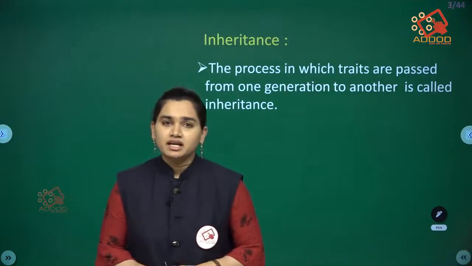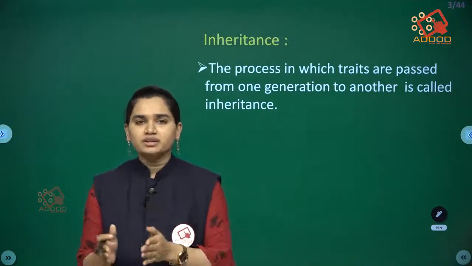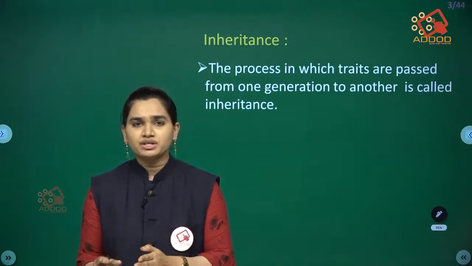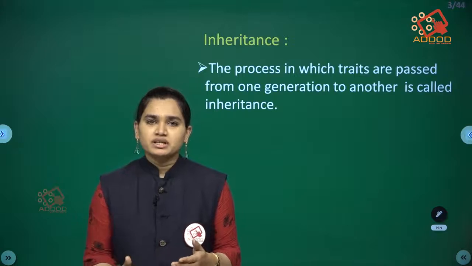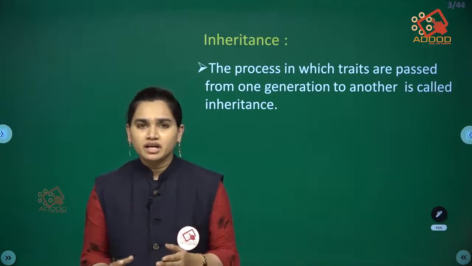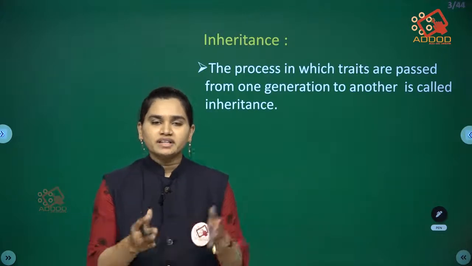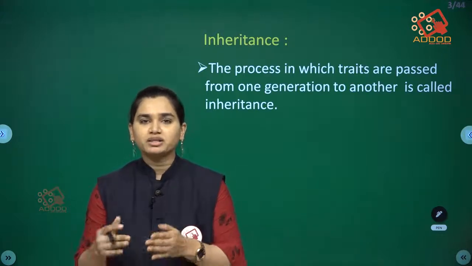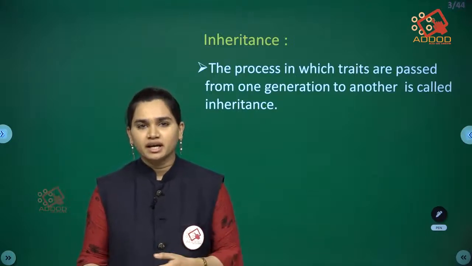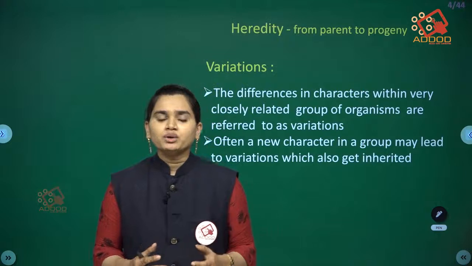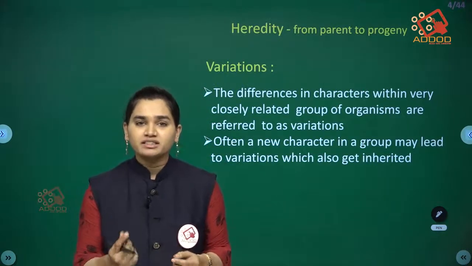Next, inheritance. We have seen that transmission of characters or traits from one generation to other generation is heredity, but the process by which these characters are transmitted, that is known as inheritance. So only the transmission you call it to be heredity, but the process through which it is getting transferred, that is known as inheritance.